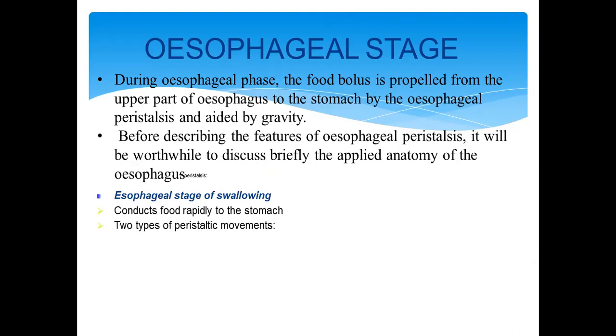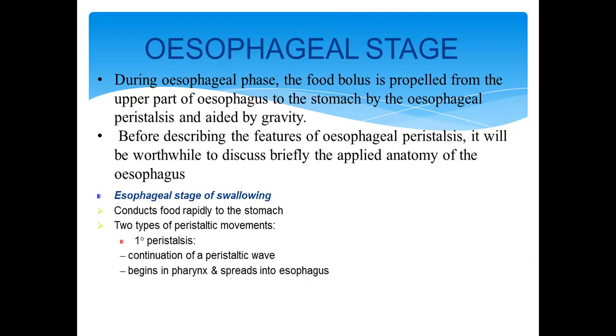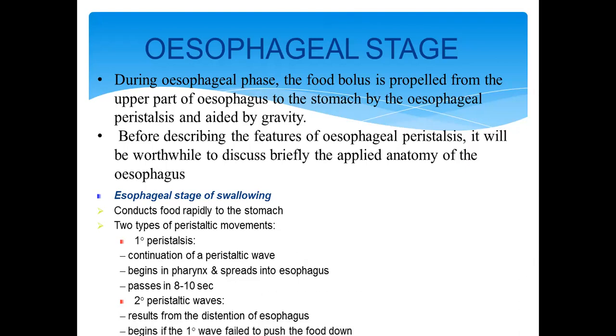Two types of peristaltic movements are the primary and the secondary. In primary peristalsis, a continuation of the peristaltic wave occurs. It begins in the pharynx and spreads into the esophagus and passes in 8 to 10 seconds. Secondary peristaltic waves result from the distension of the esophagus. These are the two types of peristalsis which conduct food rapidly to the stomach in the esophageal stage. The secondary peristaltic wave begins if the primary wave fails to push the food down.